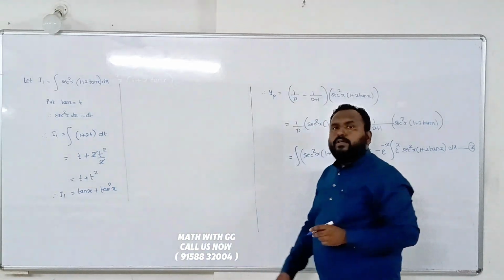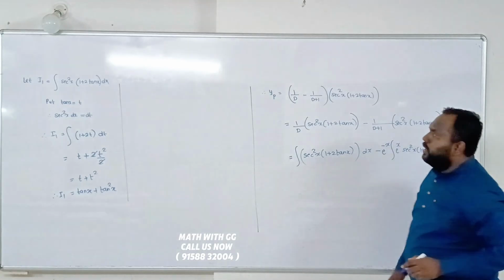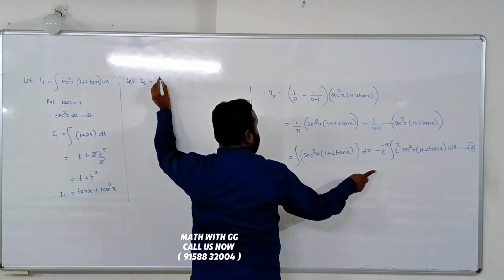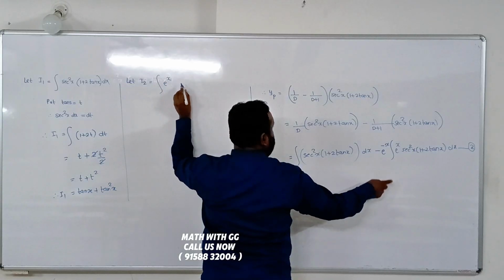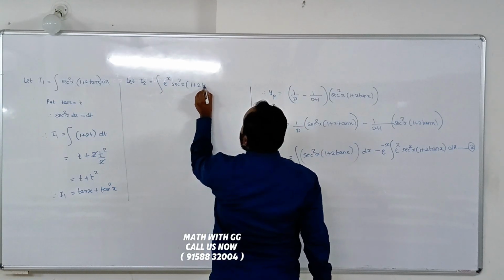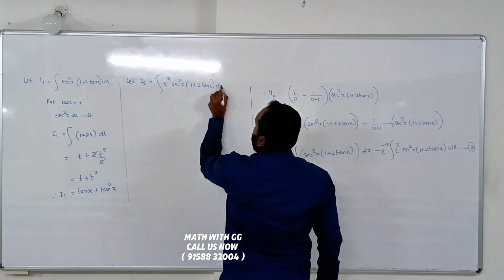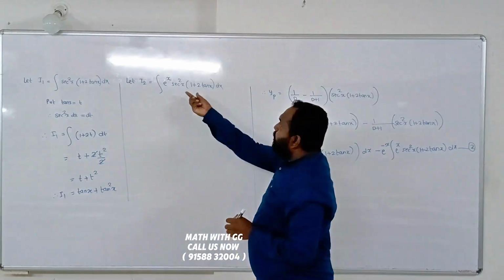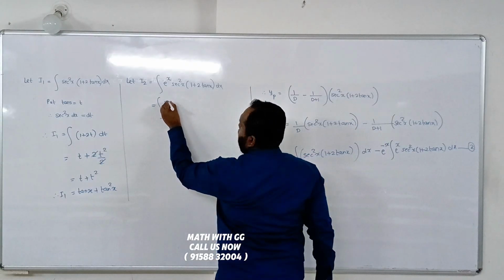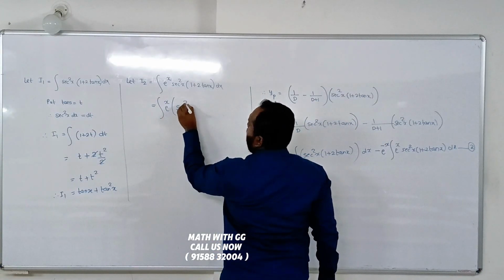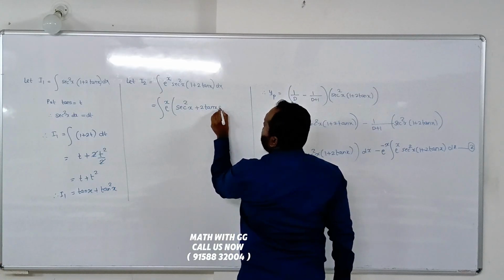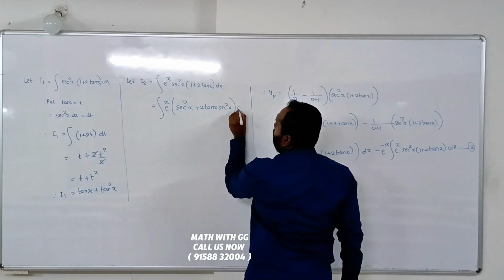Now we solve the second integration. Let I2 is equal to integration e raised to x, sec square x into 1 plus 2 tan x dx. Now let's multiply this sec square x inside the bracket. So we get integration e raised to x into sec square x plus 2 tan x sec square x dx.